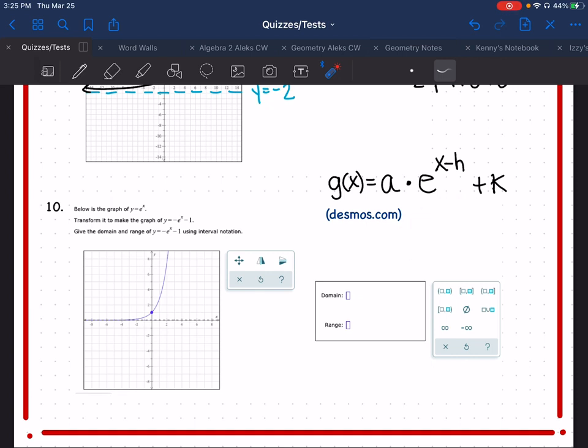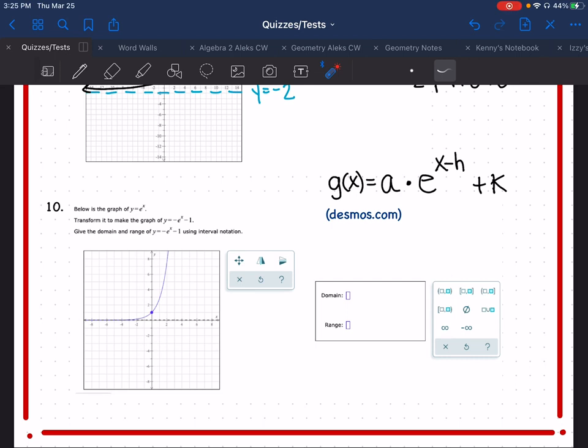Okay? So what you want to notice is a couple of things. Is there a number here in the H position? Is there a number here in the K position? Is there a negative in front of the E? And then you want to check right here in front of X, is it negative? These things are going to tell you what to do, okay?